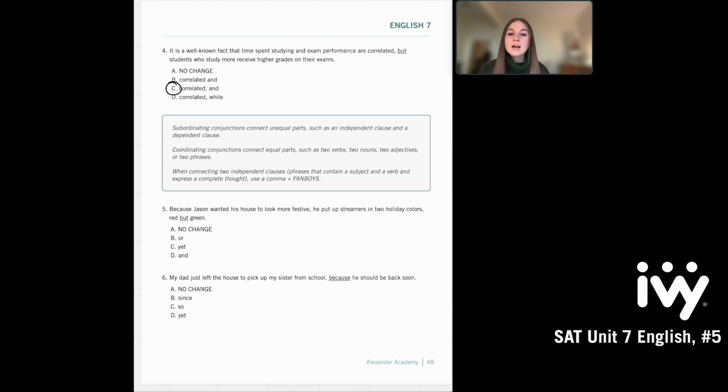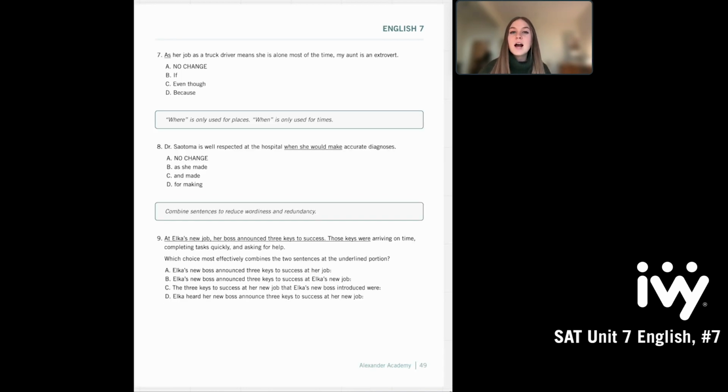Number 5, because Jason wanted his house to look more festive, he put up streamers in 2 holiday colors, red but green. The conjunction in this sentence is connecting 2 nouns, which are equal parts, so we should use the coordinating conjunction and. Number 6, my dad just left the house to pick up my sister from school because he should be back soon. In this sentence, we need a continuing conjunction like so to connect these 2 ideas.